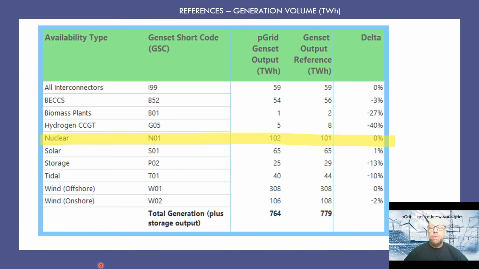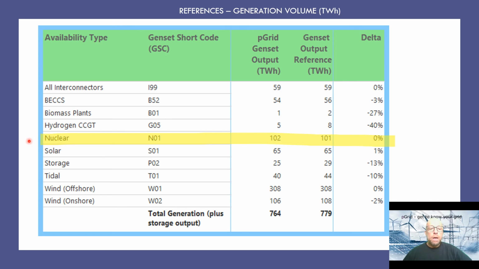So we have these boundaries that are set by FES, giving us some sort of answers to the question. And they said, well, we'll tell you that nuclear ran for 101 terawatt hours in our model, and we've now got nuclear running at 102 terawatt hours in our model. So we're pretty happy with that. That's where pGrid goes, do you know what, that's pretty good. Obviously nuclear runs base load, so that's maybe a little bit easy to do, but we're getting that for all of the plant in the system really.